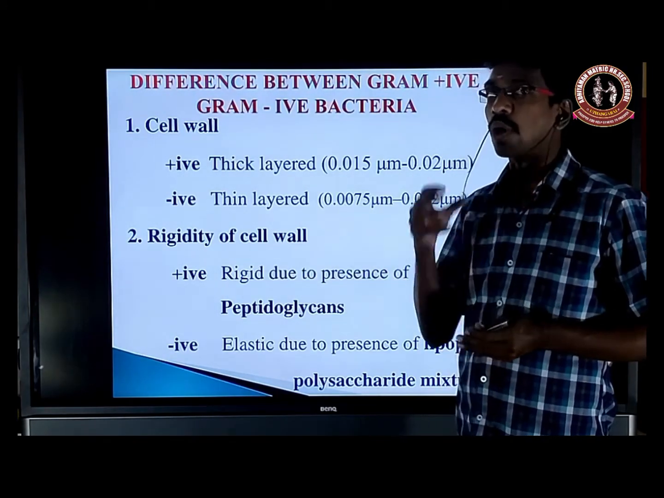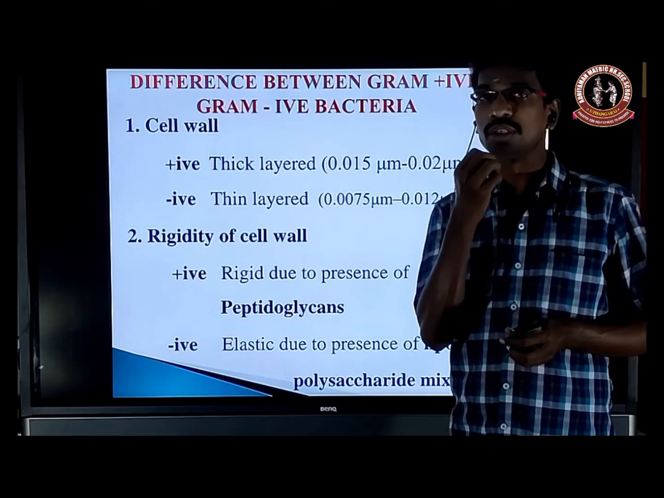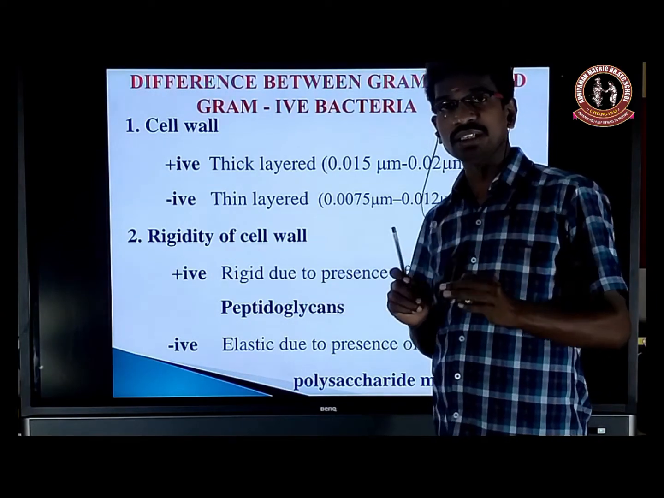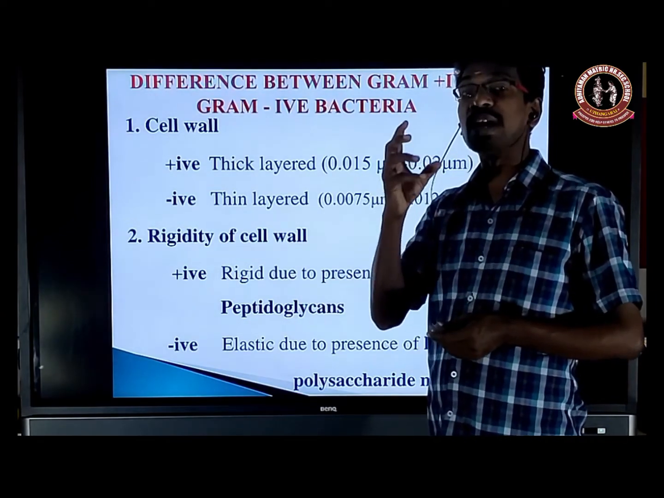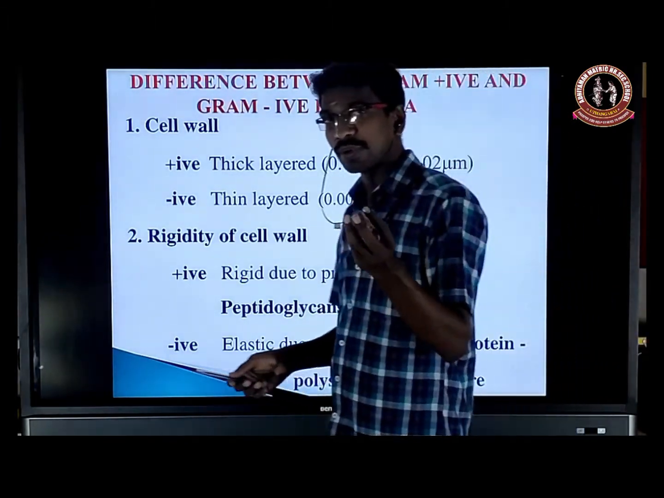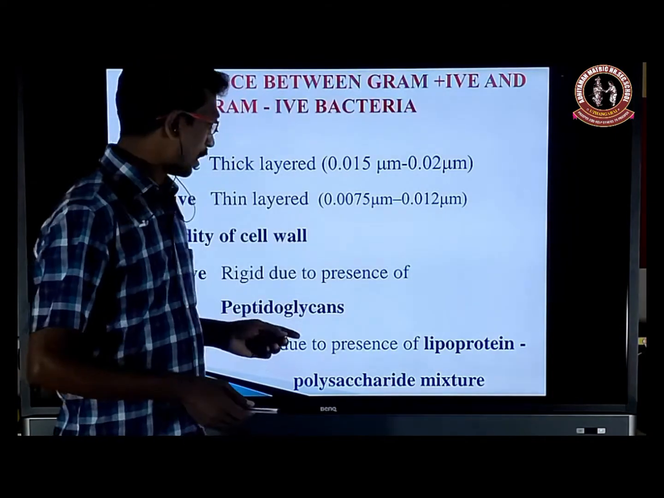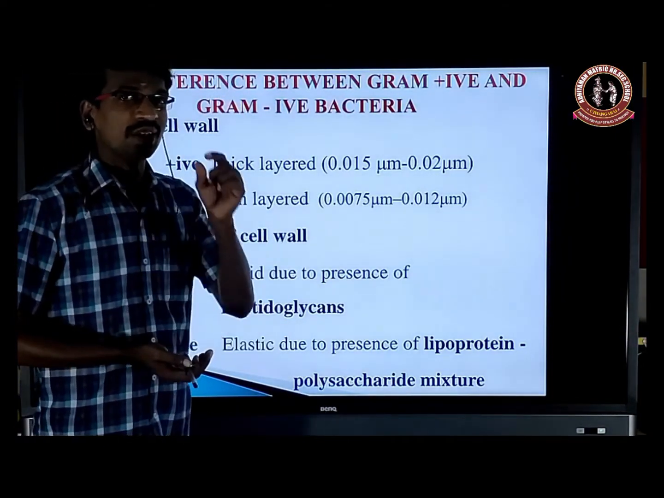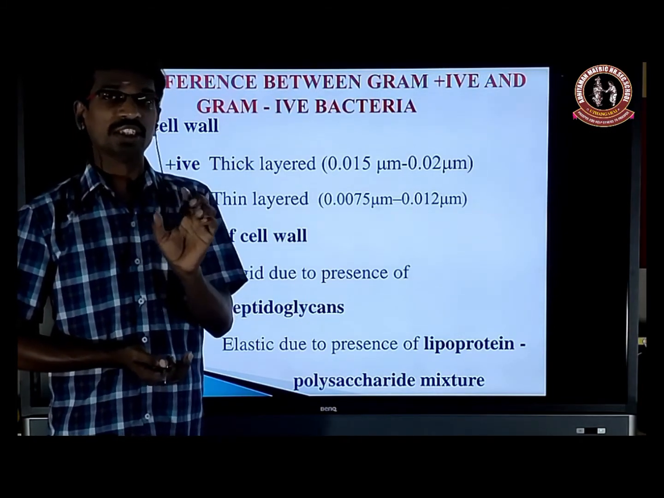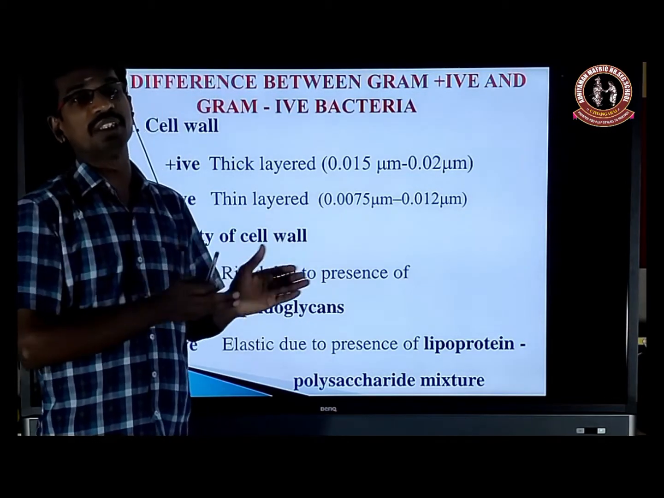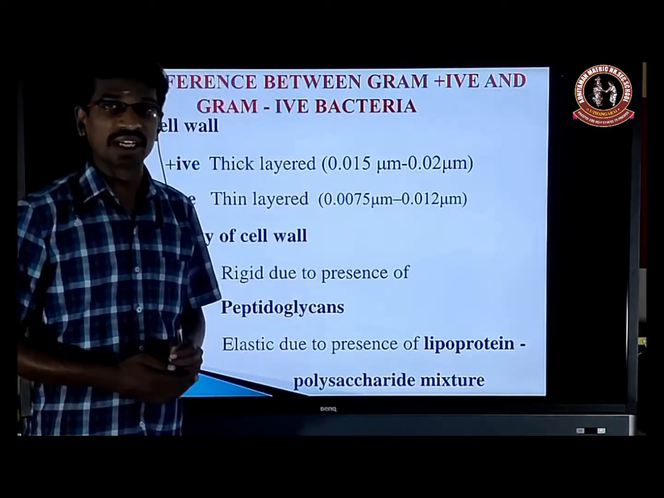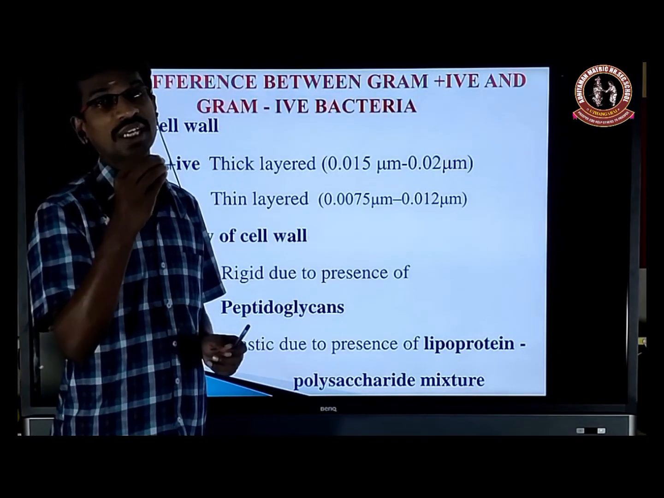Rigidity of the cell wall, that is hardness. Rigidity means a very hard nature. The gram positive is very rigid due to the presence of multi-layer peptidoglycan. In gram negative it will be elastic. Why? Because only a few layers of peptidoglycan are present there. The remaining part is made up of a lipoprotein and polysaccharide mixture. So that's why it looks elastic.